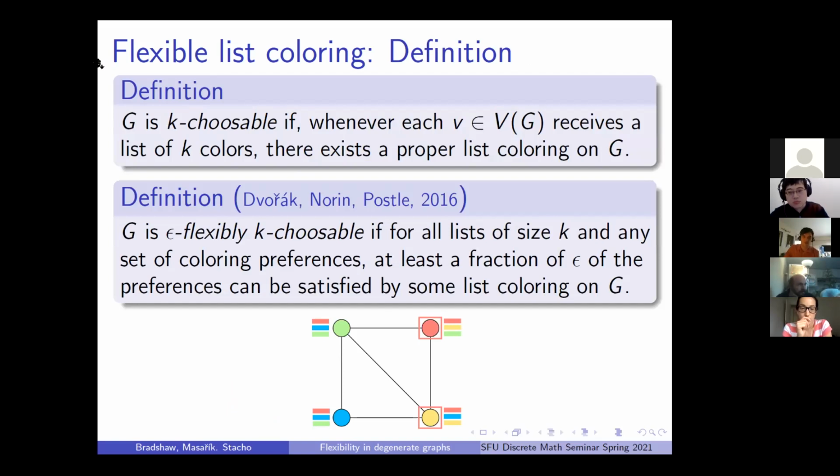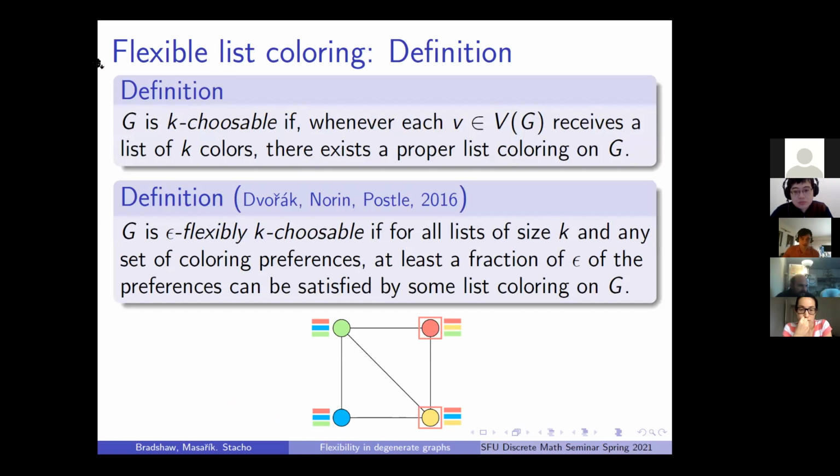Okay, so now that we've seen this example, we can move to a formal definition of the flexible list coloring problem. First, let's remember that we say that a graph is k-choosable if whenever each vertex in the graph receives a list of k colors, then those lists admit a proper list coloring on the graph. So k-choosable just means list colorable with lists of size k.